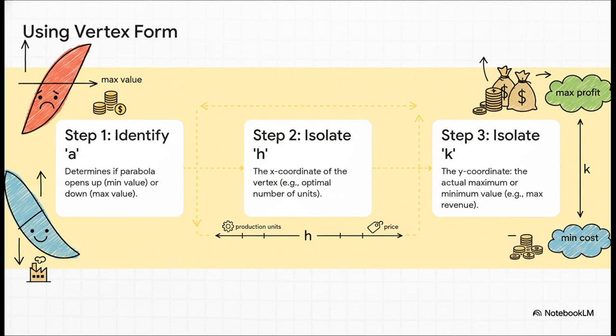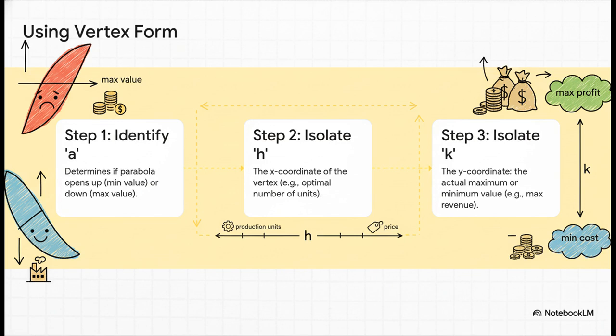Let's break it down piece by piece. First, you have the variable a. This tells you the direction of the story. If a is negative, the parabola opens downward, kind of like a frown, which means its vertex is a maximum point, perfect for modeling things like profit or revenue. If a is positive, it opens upward, like a smile, and the vertex is a minimum point, which is ideal for modeling costs.